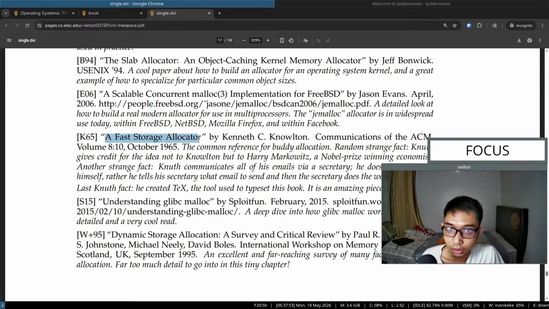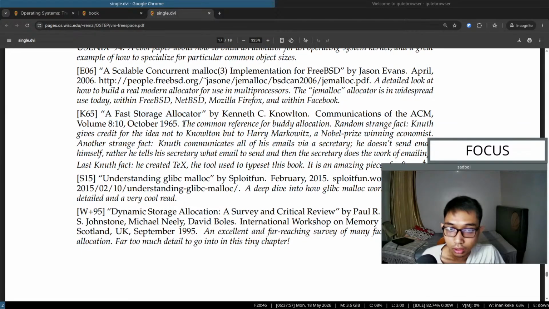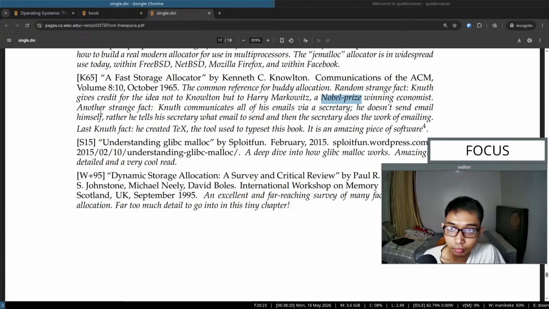A Fast Storage Allocator. The common reference for buddy allocation. Random strange fact: Knuth gives credit for the idea not to Knowlton, but to Harry Markowitz, a Nobel Prize-winning economist.